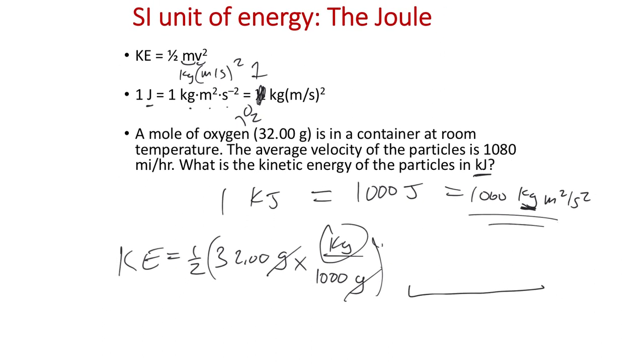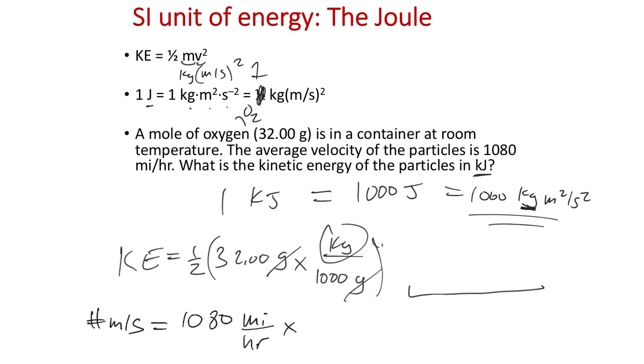And I could probably do the conversion all in one step here in the problem, but I'm going to do the conversion from miles per hour to meters per second separately down here. So if I have 1,080 miles per hour, let's just go through the dimensional analysis. Now, you get non-SI unit conversions.